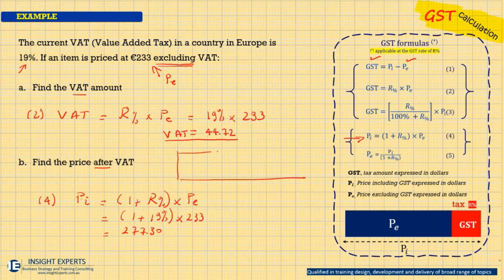So again, just quickly see what happens graphically. The tax man will take 44.72. The retailer will take 233. And the consumer will pay the sum of the two, which is the price after tax, 277.30.